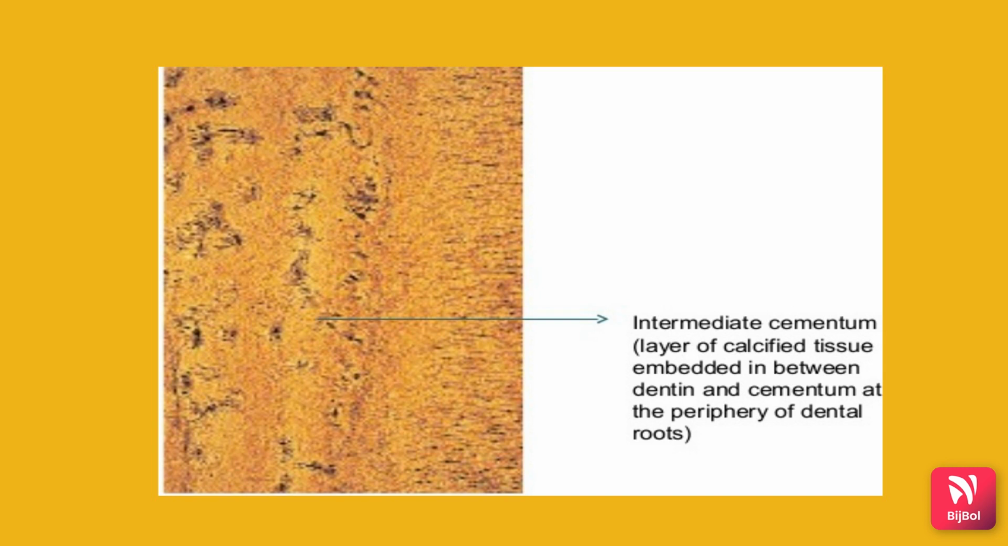Sometimes this intermediate cementum is present as a continuous layer in between the dentine and cementum, whereas sometimes it is seen only as isolated areas. So here in the picture you can notice a layer of calcified tissue in between the dentine and the cementum, and it is noted in the apical regions of the tooth, especially the apical 2/3 of the roots of molars and premolars, and it is rarely seen in the incisors or the deciduous teeth.